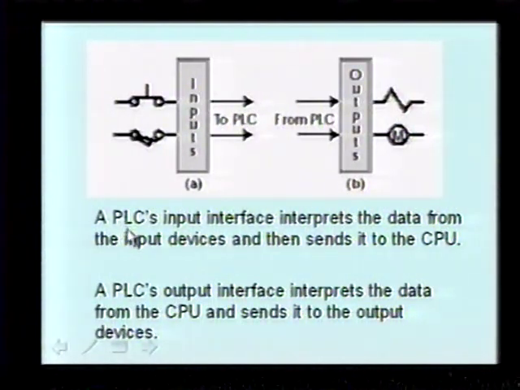A PLC input interface interprets the data from the input devices and then sends it to the CPU. The PLC's output interface interprets the data from the CPU and sends it to the output. So here you have input switches that go to the input card or the input side of the PLC. They run through the software, and then the PLC sends signals to the outputs, which actually control the outputs.